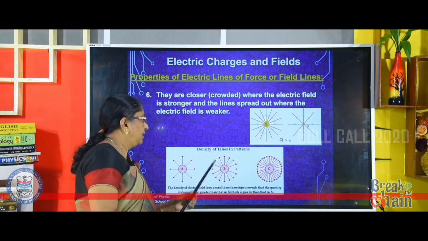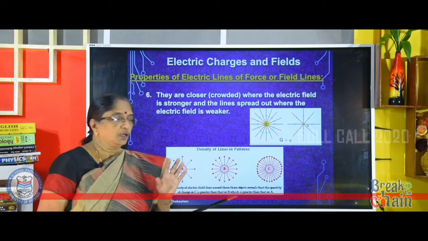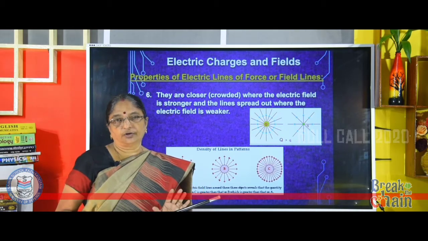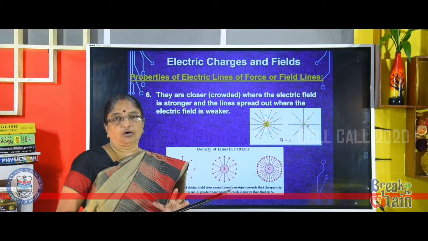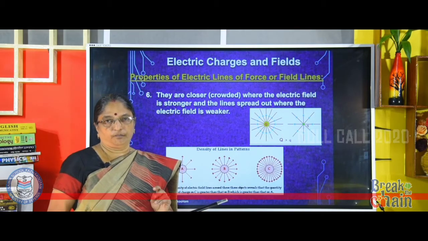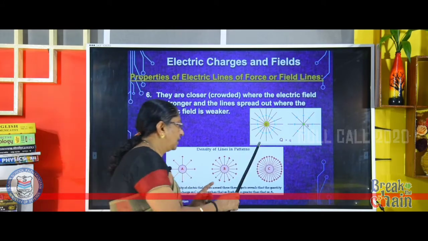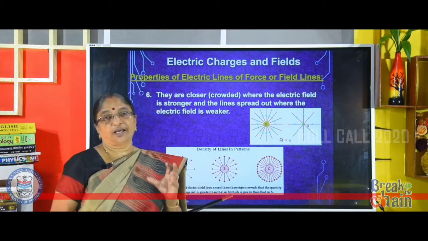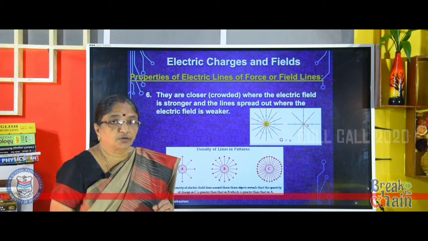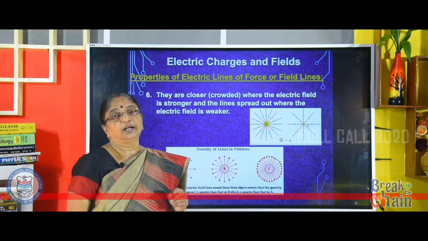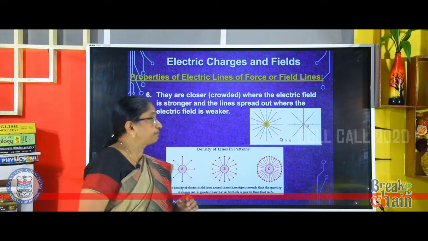Say A, B and C. Three point charges are shown with the electric lines of force. Simply by looking at the picture, can you say which charge is stronger or more in magnitude? A, B or C? Definitely it must be C, no? Because there are more lines and it is crowded. So, the number of electric lines of force originating depends upon the magnitude of the charge, which is another property.